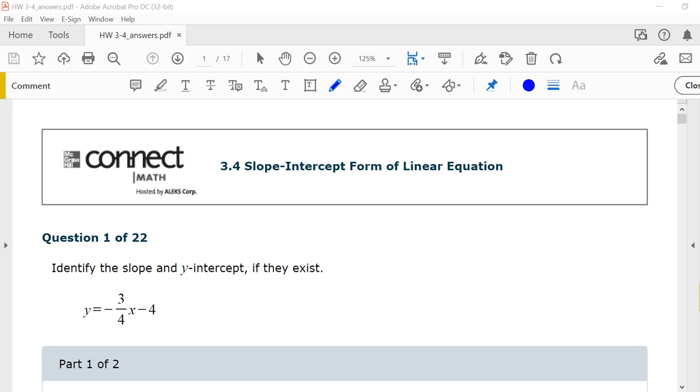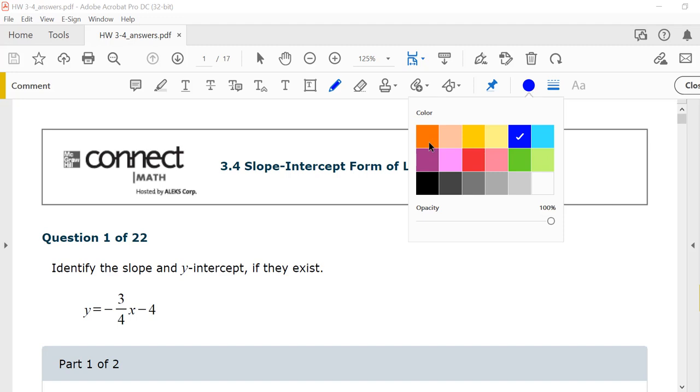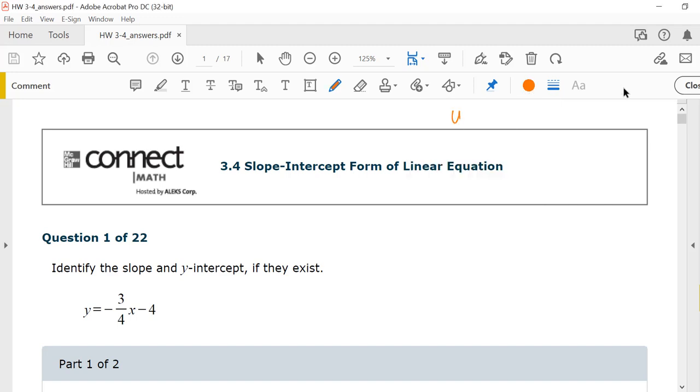Section 3.4 is called Slope-Intercept Form of Linear Equation. Okay, so question number 1 says to identify the slope and the y-intercept if they exist. Before we go there, I'm going to talk about y equals mx plus b, which is called slope-intercept form. This is slope-intercept form.